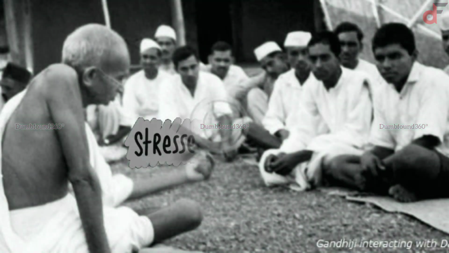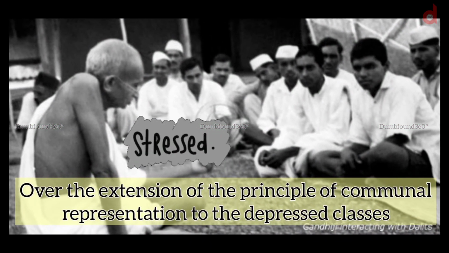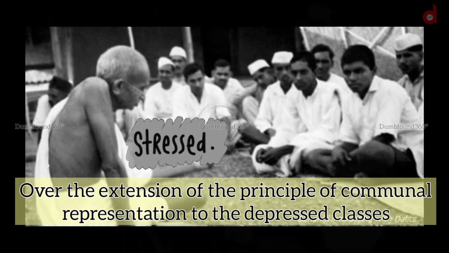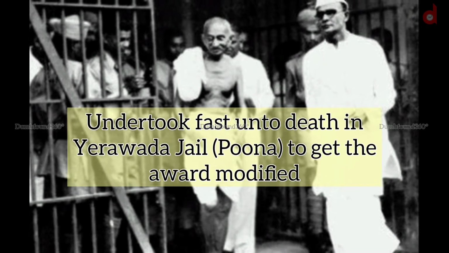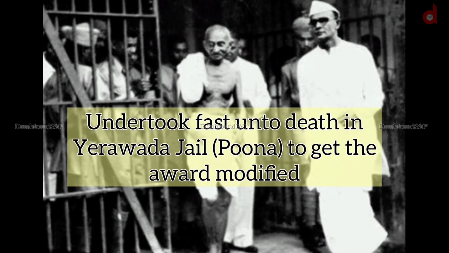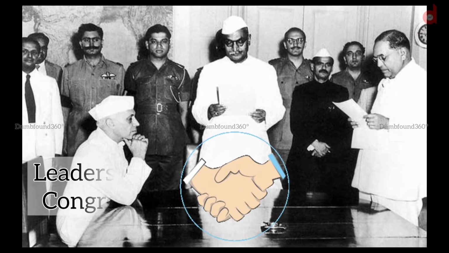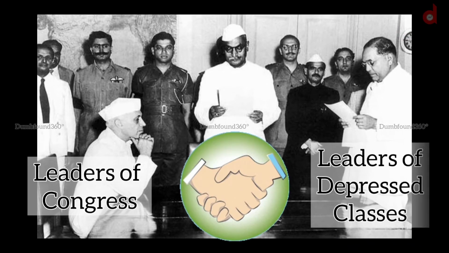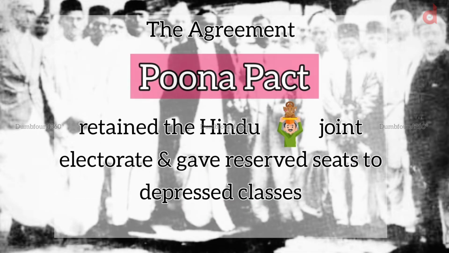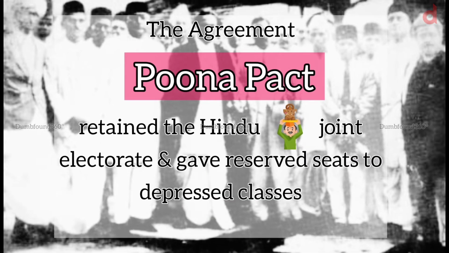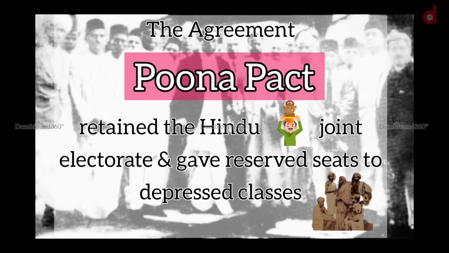Gandhiji was distressed over this extension of the principle of communal representation to the depressed classes and undertook a fast unto death in Yerawada jail in Pune to get the award modified. At last, there was an agreement between the leaders of the Congress and the depressed classes. The agreement, known as the Pune Pact, retained the Hindu joint electorate and gave reserved seats to the depressed classes.